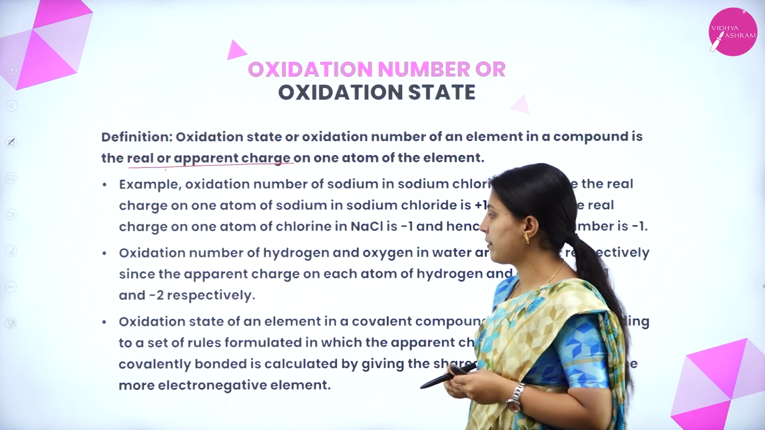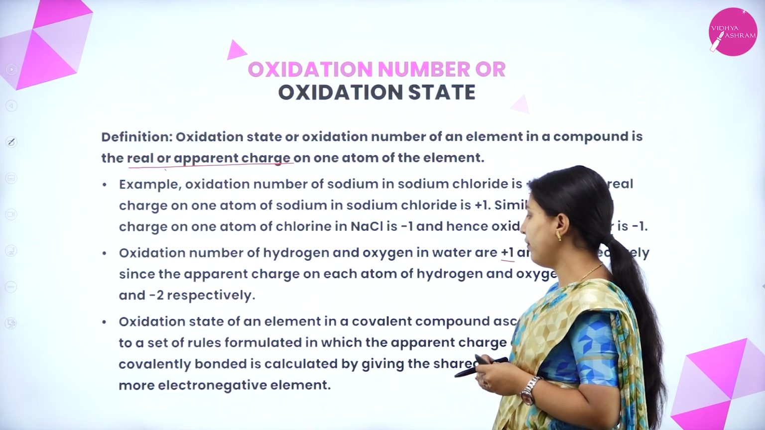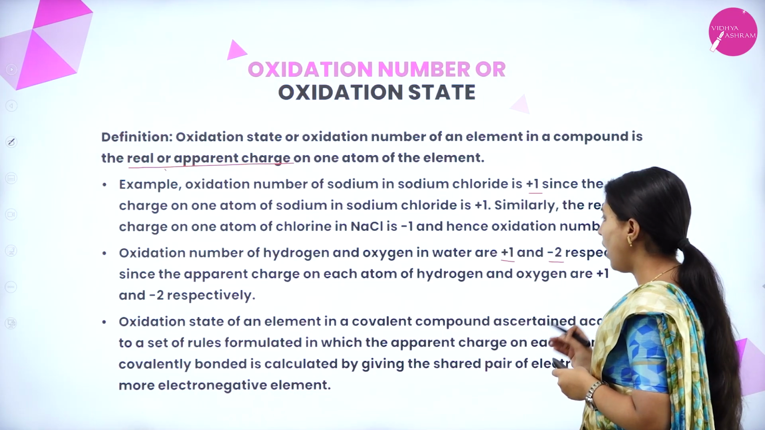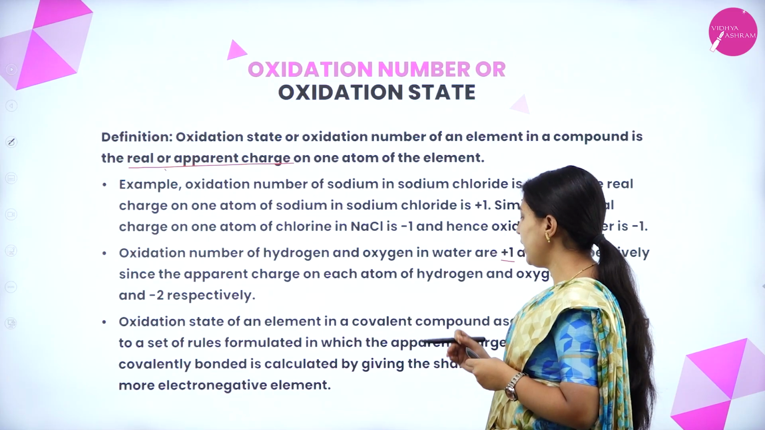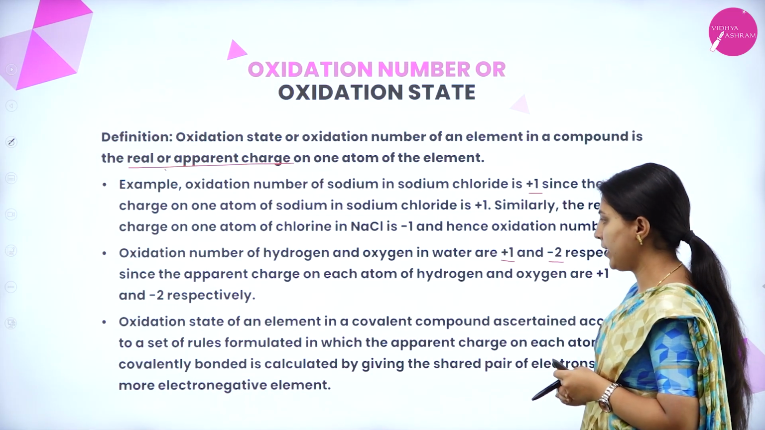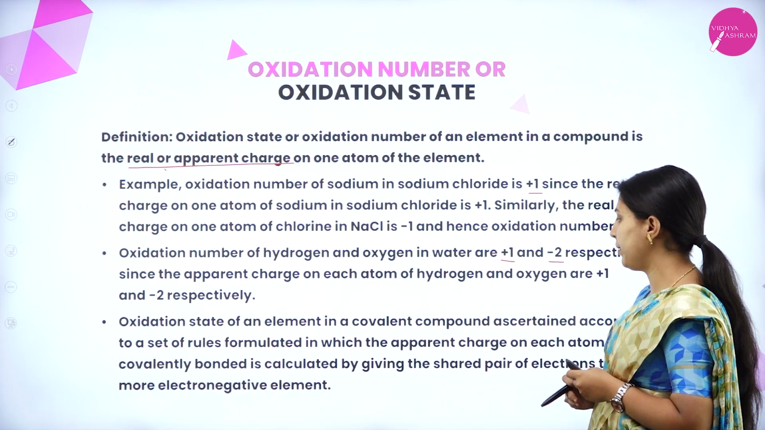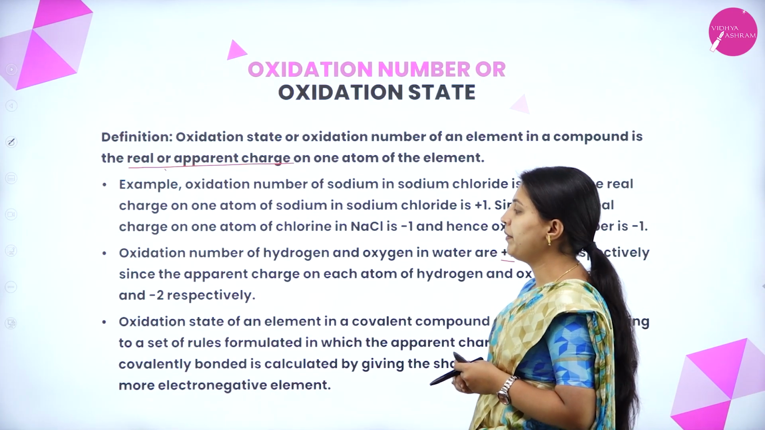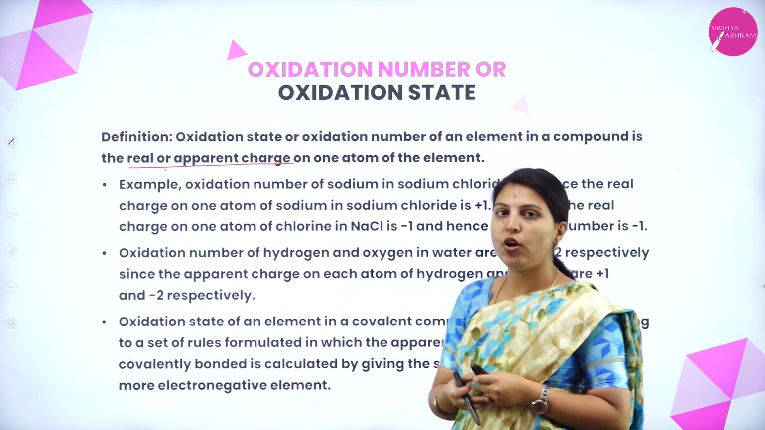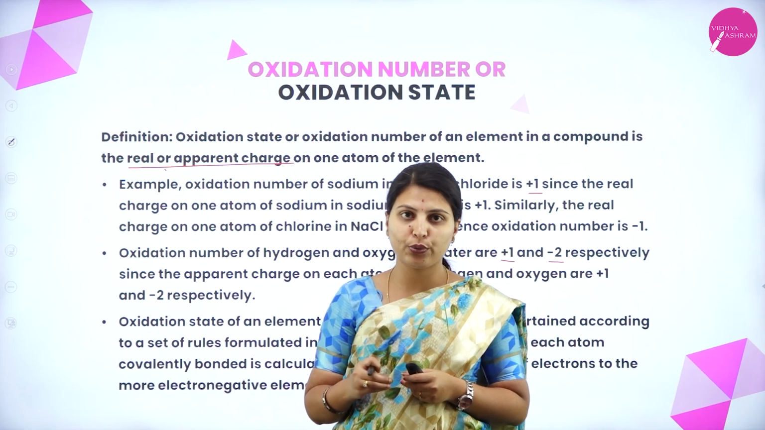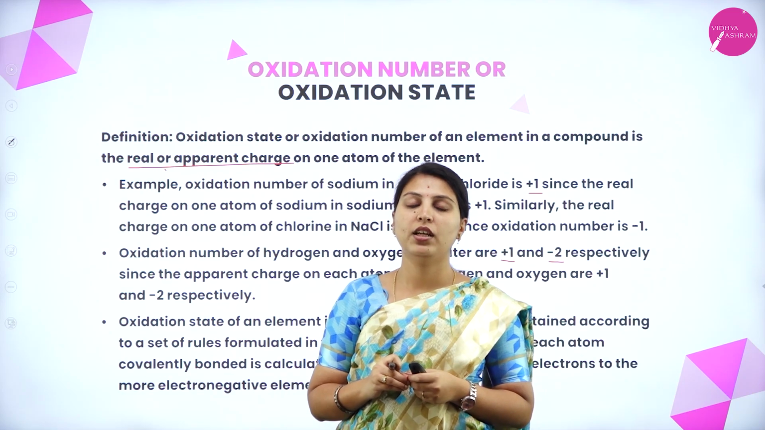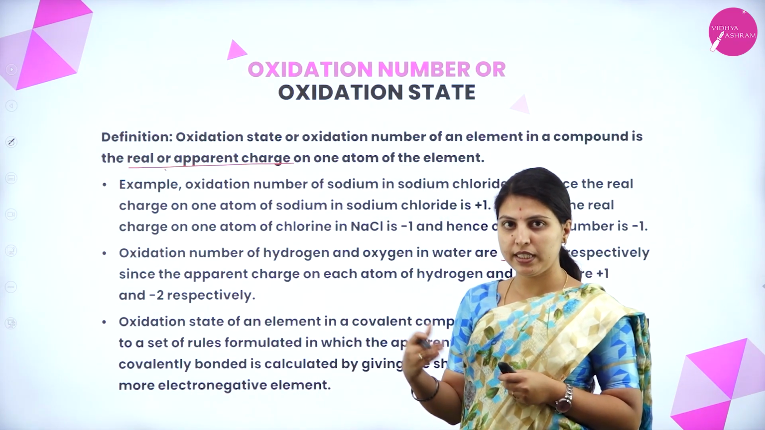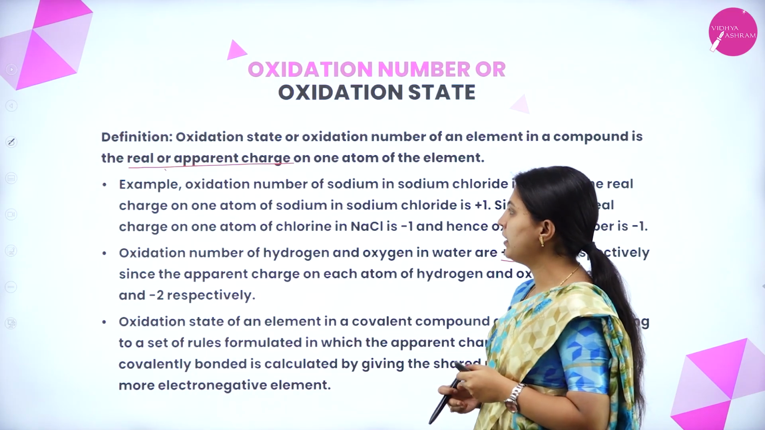The oxidation state of an element in a covalent compound is ascertained according to a set of rules, in which the apparent charge on each covalently bonded atom is calculated by giving the shared pair of electrons to the more electronegative atom. If a covalent compound is present, there is a set of rules to assign those numbers to an atom in a compound. You have to follow those rules, which we will see in the coming slides.